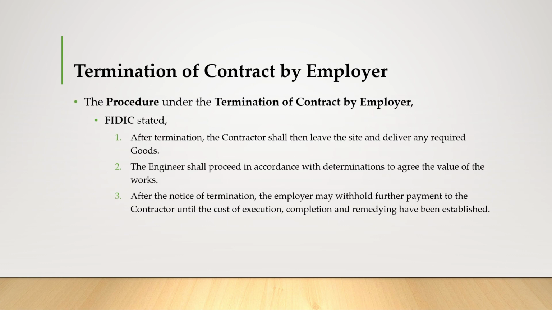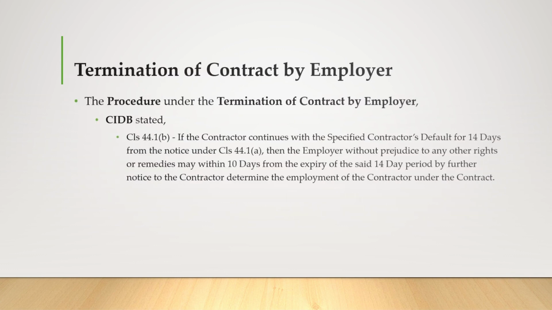So in FIDIC, the procedure is that after the termination, the contractor shall leave the site and deliver any required goods, and then the engineer shall proceed in accordance with the determination to agree the value of the works. After the notice of termination, the employer may withhold further payment to the contractor until the cost of execution, completion, and remedying have been established.